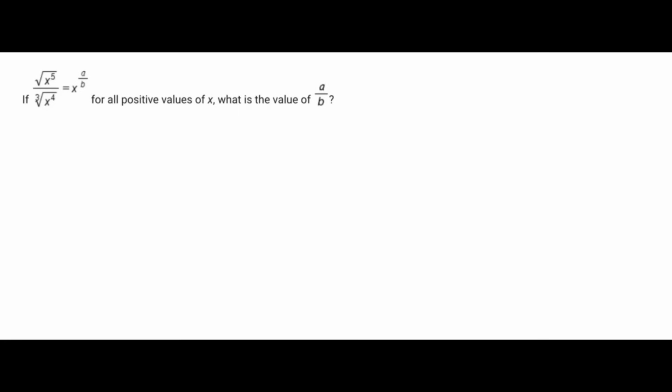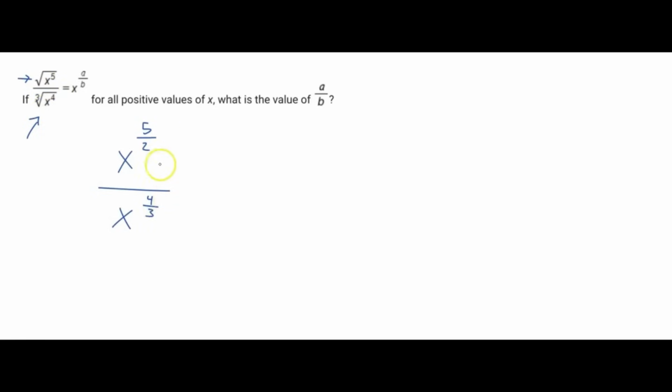If the square root of x to the 5th over the cube root of x to the 4th equals x to the power of a over b for all values of x, what is the value of a over b? First off, for both of these radicals, we can simplify and rewrite them. Using exponent properties and radicals, the square root of x to the 5th is just 5 over 2 as the power, because the denominator is the index of the radical, and the power of the base goes in the numerator. And this goes over this term, which can be rewritten as x to the 4 over 3.